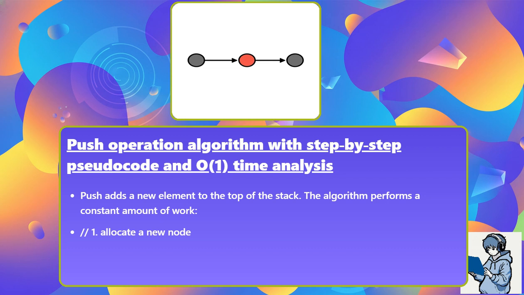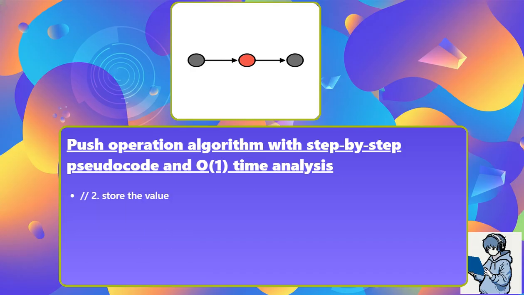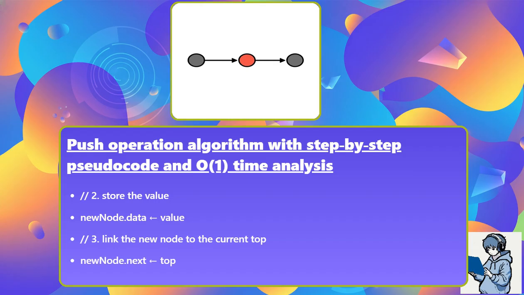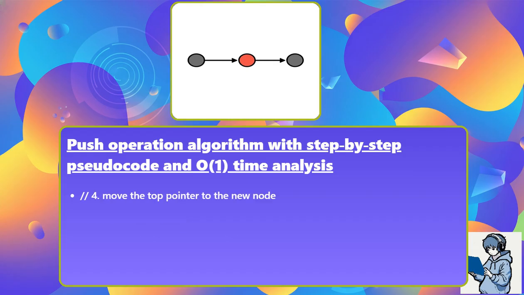1. Allocate a new node. Procedure push(value): new node gets allocate node. 2. Store the value. new node.data gets value. 3. Link the new node to the current top. new node.next gets top. 4. Move the top pointer to the new node. top gets new node. End procedure.